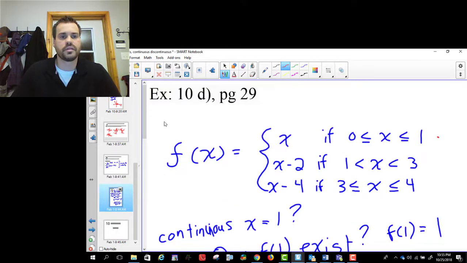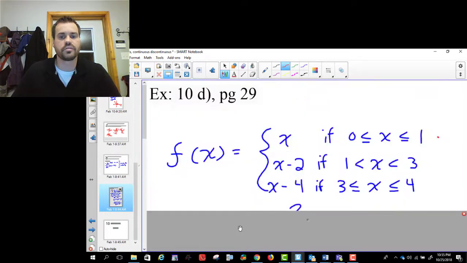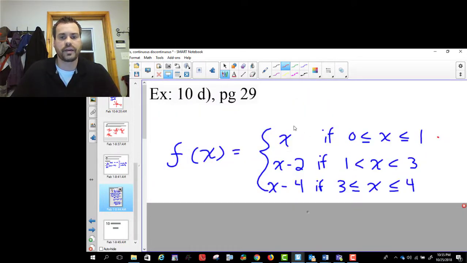But here's an example. This is a piecewise function. Okay, so there's three pieces to it. It's x between 0 and 1. It's x minus 2 when it's between 1 and 3. And it's x minus 4 when it's between 3 and 4. And then it stops at 4. So it starts at 0, stops at 4.